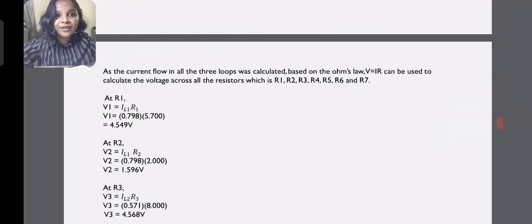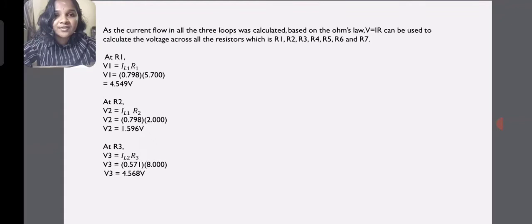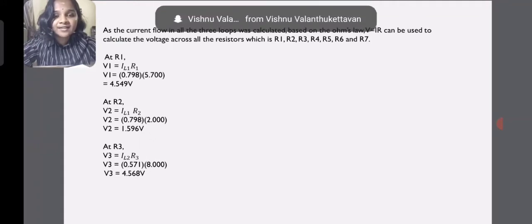So as the current flow in all 3 loops was calculated, using Ohm's law, V equals IR, we are going to calculate the voltage at each resistor: resistor 1, resistor 2, resistor 3, resistor 4, resistor 5, resistor 6 and resistor 7. At resistor 1, V1 equals IL1 times R1, so V1 is equal to 4.549 volt. At resistor 2, V2 is equal to 1.596 volt.